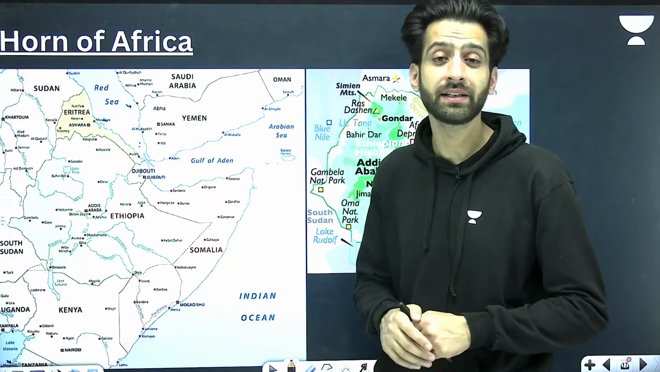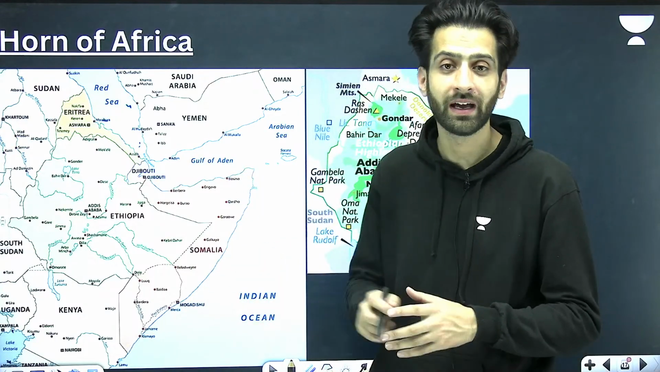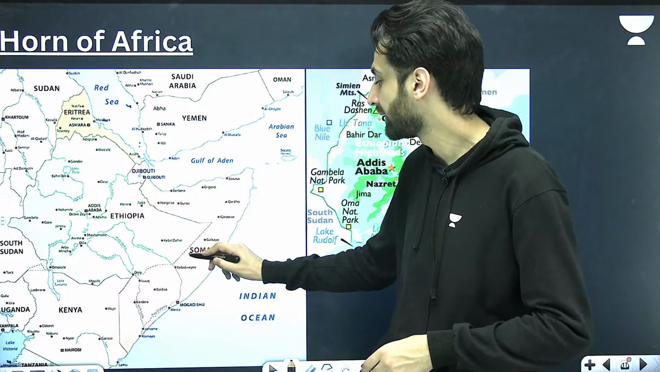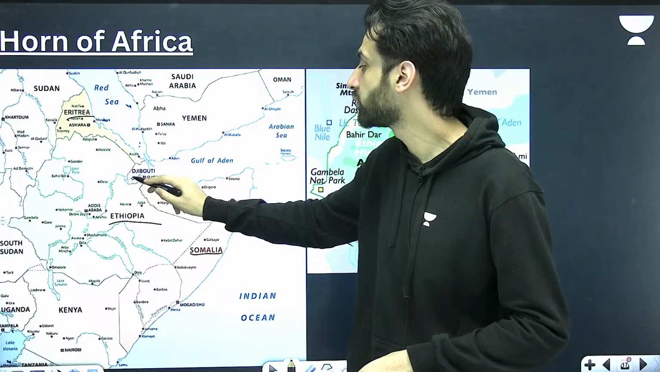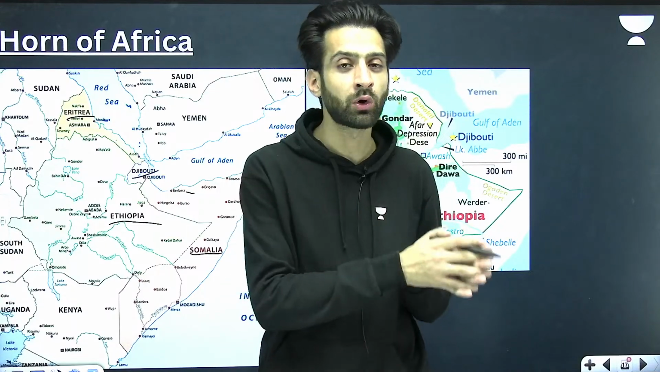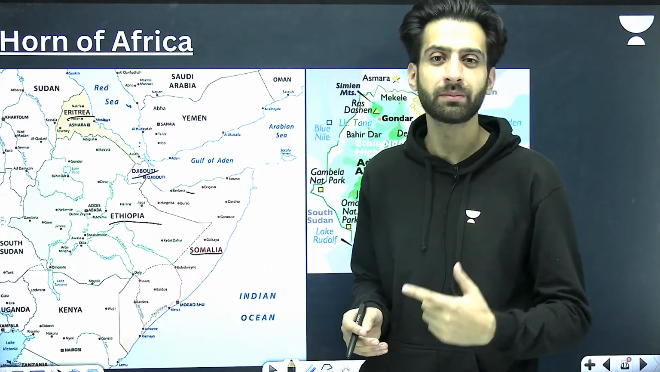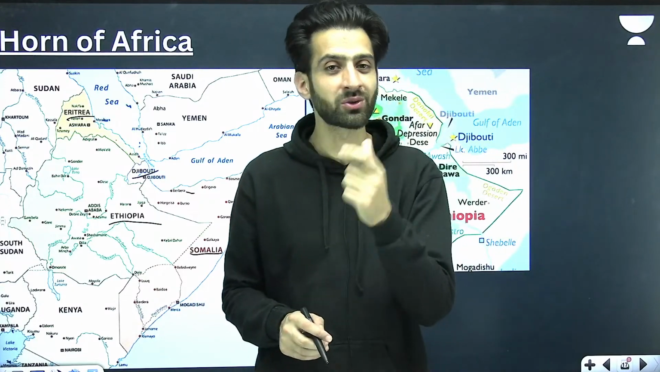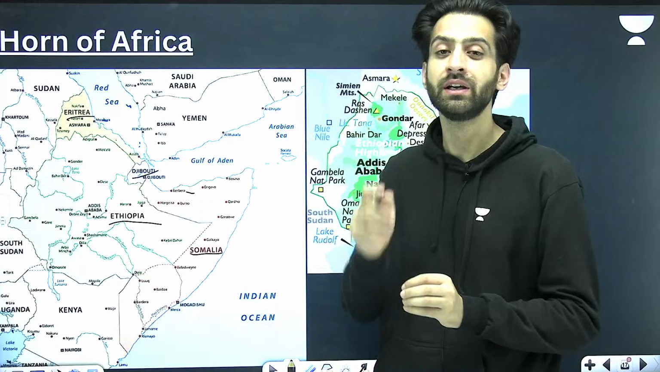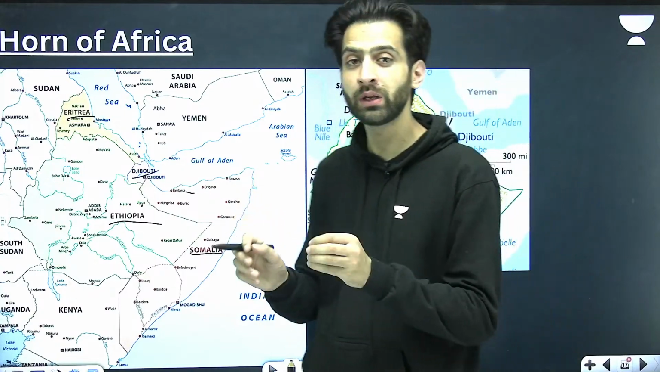There are 4 countries in the Horn of Africa. We have Somalia, Ethiopia, Eritrea, and Djibouti. These are the 4 countries in the Horn of Africa. So the question: which countries are a part of the Horn of Africa? This should be on your fingertips. Somalia, Eritrea, Ethiopia, and Djibouti. Djibouti starts with D, it's not J. So don't get confused with Djibouti, DJI. So that is the Horn of Africa.